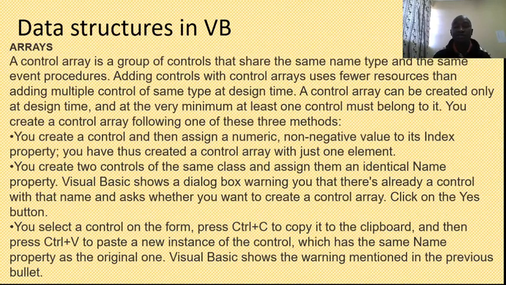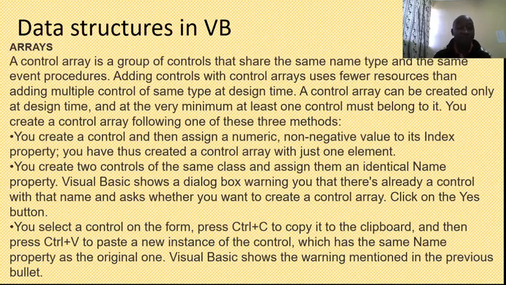A control array can be created only at design time, and at the very minimum, at least one control must belong to it. You create a control array following one of these three methods. One, you create a control and then assign a numeric non-negative value to the Index property. You have thus created a control array with just one element. Two, you create two controls of the same class and assign them an identical name property. Visual Basic shows a dialog box warning you that there is already a control with that name and asks whether you want to create a control array.